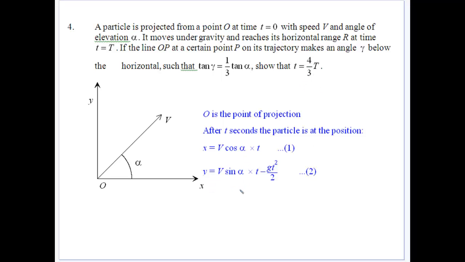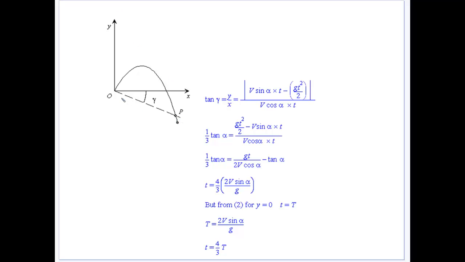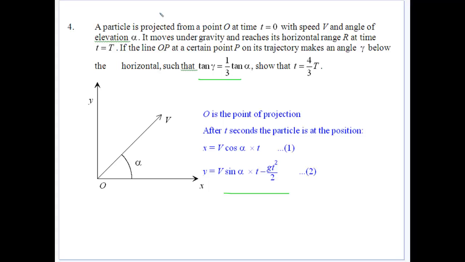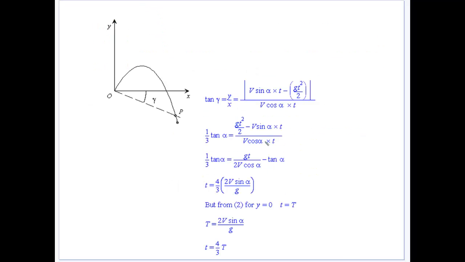So again, we establish our two equations. We start from the origin, so there's no constants we have to deal with there. Point P here is where we get tan of gamma being the y on x value. So we can establish tan of gamma, which was 1/3 of tan of alpha, that's what was set up there, equal to our y on our x value. And we took the absolute value because we just wanted what the distance was. We didn't care where the position was.